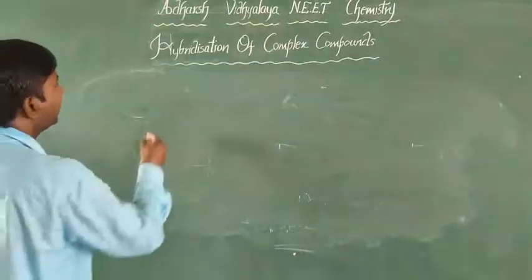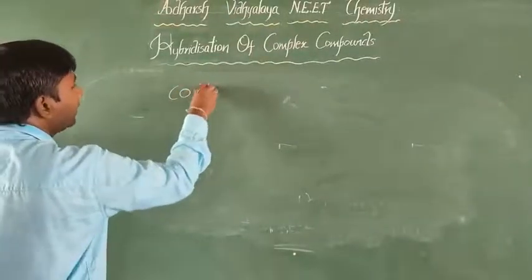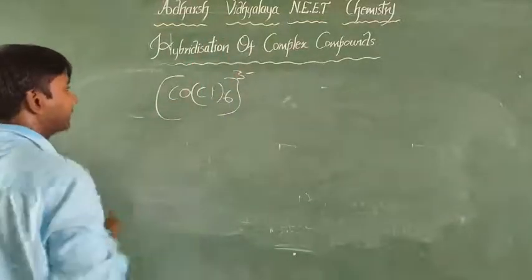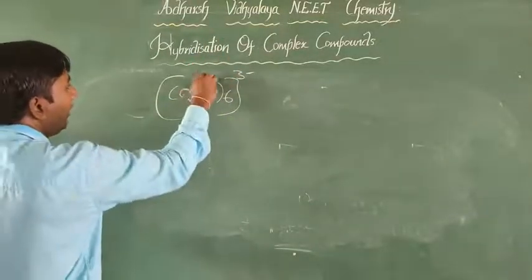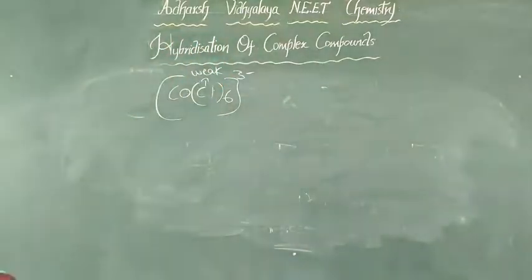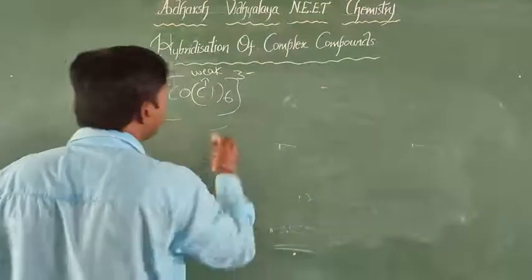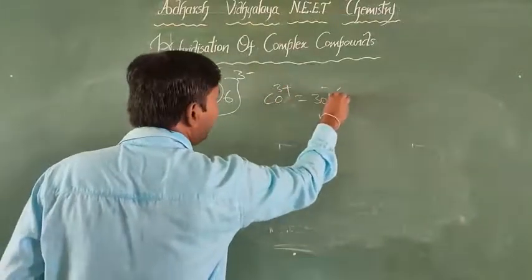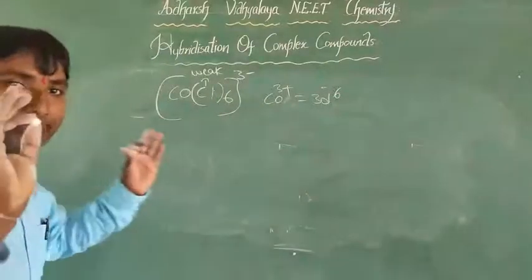Then [CoCl6]3-. Your chlorine acts as a weak ligand. What is the oxidation state of cobalt here? +3. Cobalt +3 means, as we already discussed, 3d6.